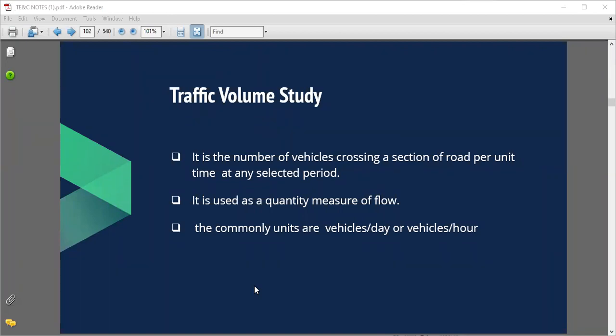But that time should be within an hour, within a day, within two days, however many days there are, and from that you have to go for the unit, like vehicles per day or vehicles per hour.